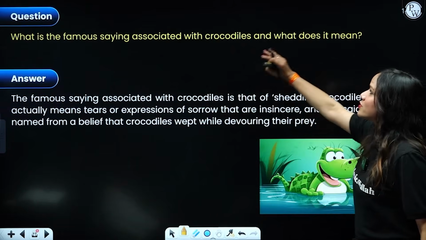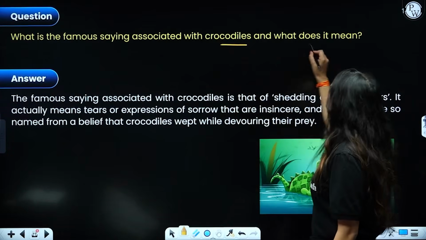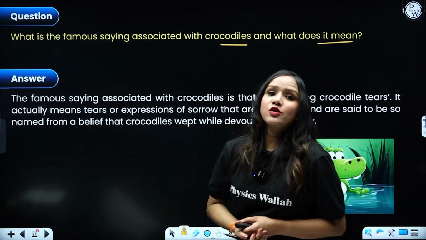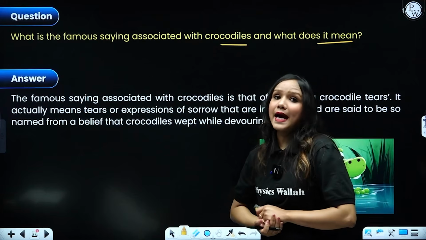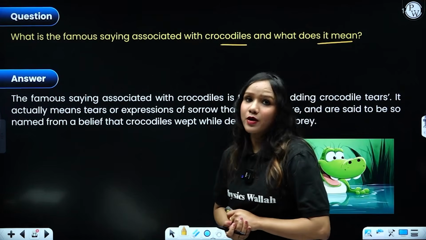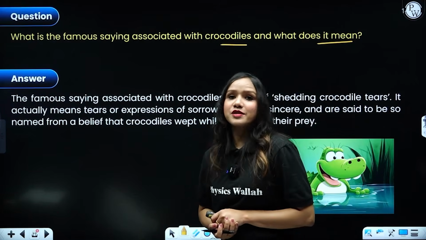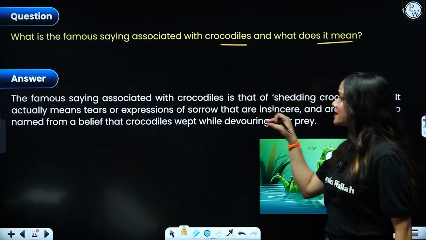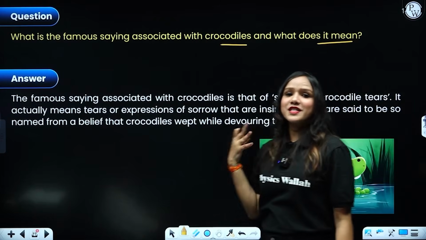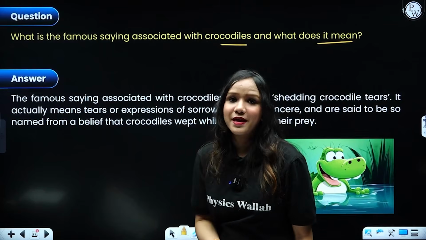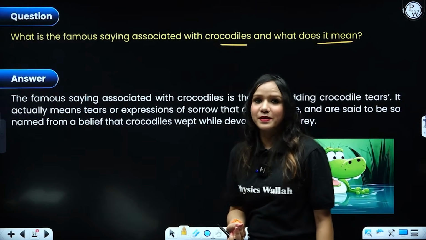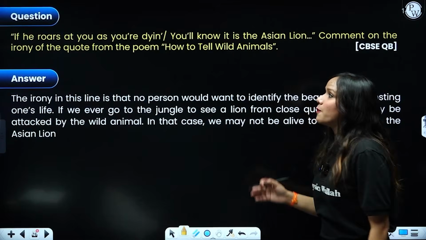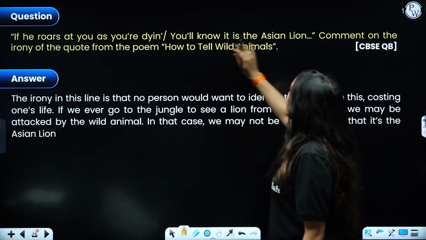What is the famous saying associated with the crocodiles and what does it mean? Very simple. I have already tried to make you learn the difference between the crocodile and the hyena. If it attacks its prey with a smiling face, remember it's a hyena, and if it starts shedding tears, remember it's a crocodile, and this is what is written here, right? So when somebody says, don't show your crocodile tears, that means don't show your false tears to me in order to convince or persuade somebody. Now, if he roars at you, you are dying, you'll know it is the Asian lion.